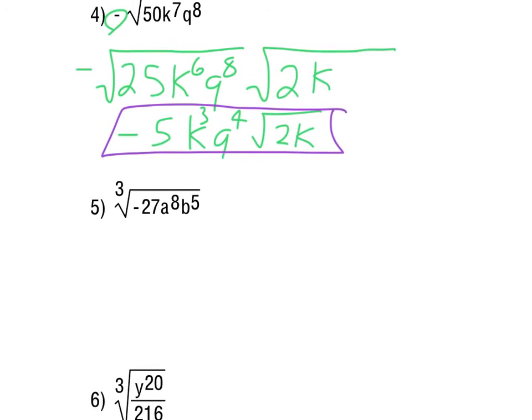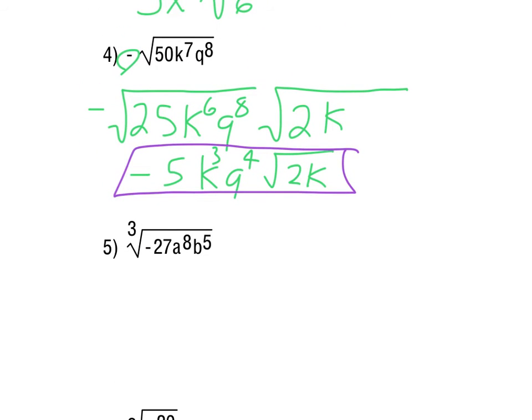And then number 5, switching up to cube roots. Now remember, you can cube root a negative. You could also pull the negative out of the cube root either way. Ends up being the same thing. I would just think of it as a negative 27 that I'm cube rooting.